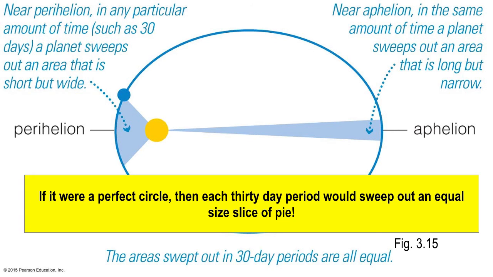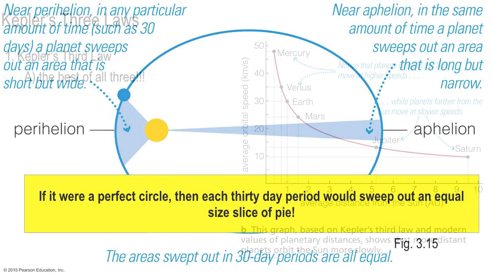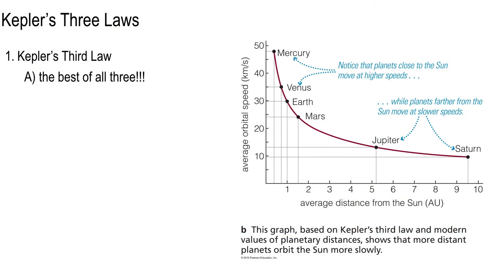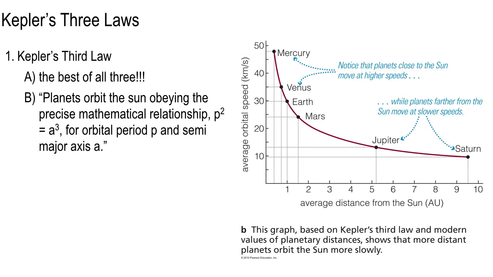And this is figure 3.15 for those of you that are trying to keep notes. Kepler's third law. The best of all three. And this diagram is also from chapter 3. Here's the third law of motion that he developed: that planets orbit the sun obeying the precise mathematical relationship P squared is equal to A cubed. The orbital period is P, and the semi-major axis is A.